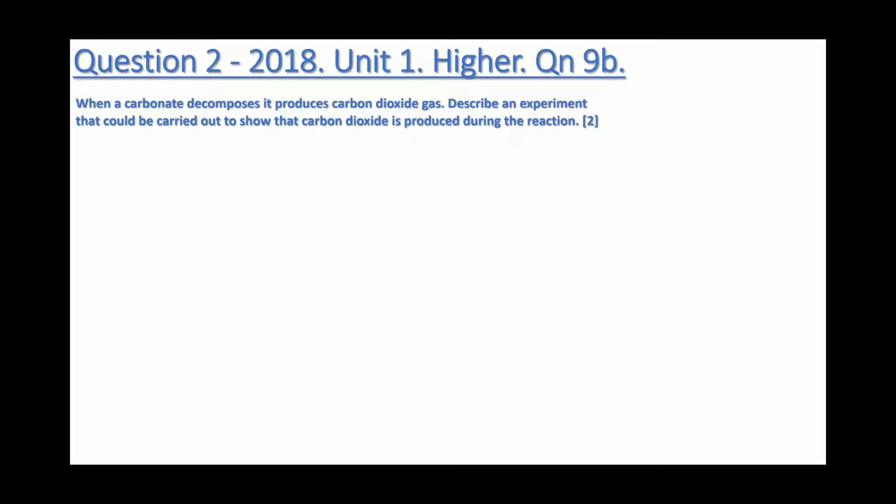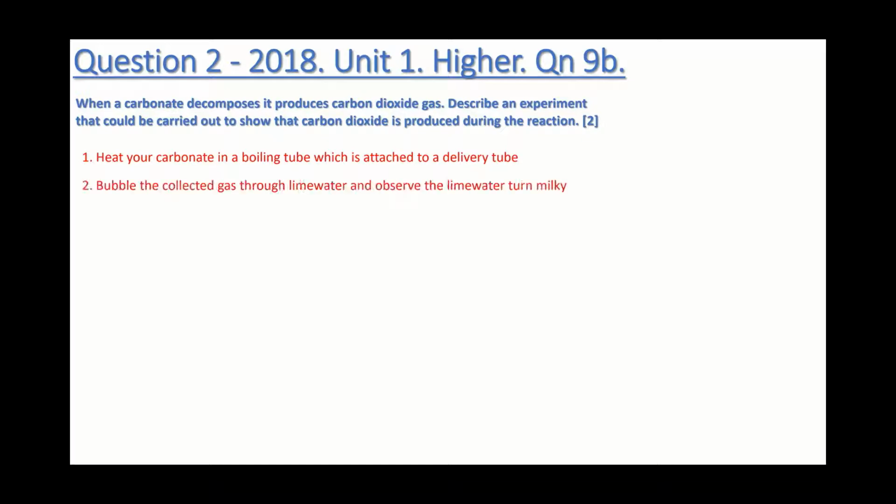Thus, your method would be as follows. You will firstly take your carbonate in a test tube or boiling tube that is connected to a delivery tube and then heat it up until it starts to decompose. Now, as long as you have your delivery tube attached at the other end to a tube of lime water, you can bubble in your carbon dioxide and watch it turn milky as the carbon dioxide enters the lime water. So this was a nice quick little question.